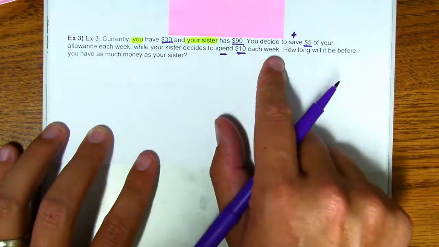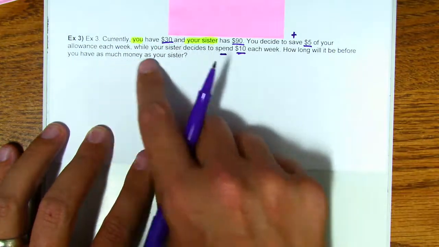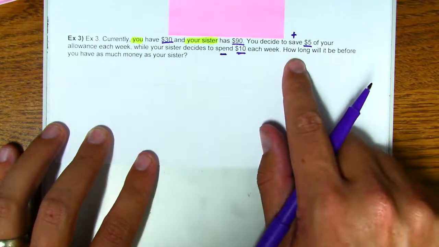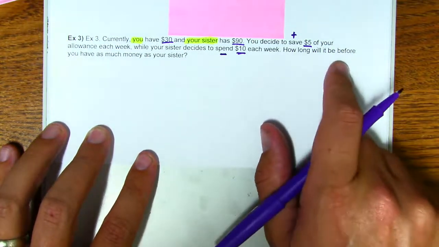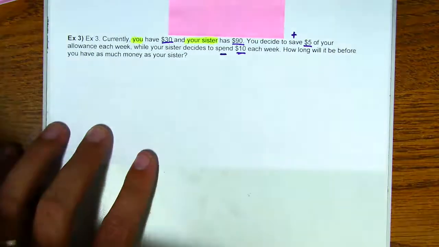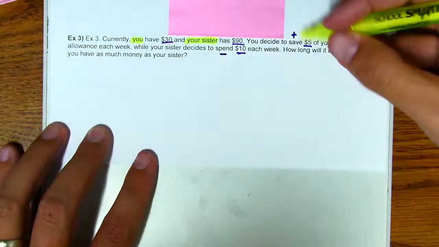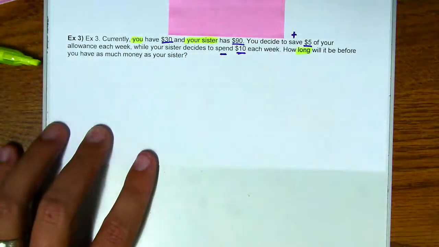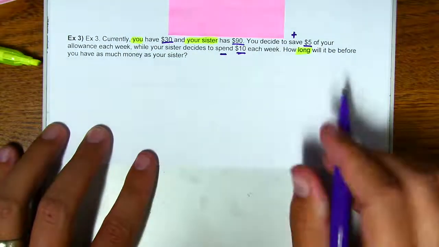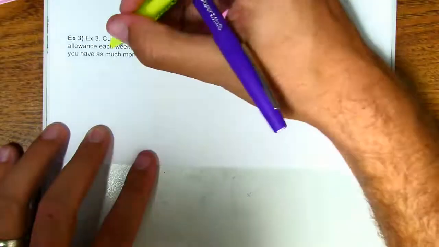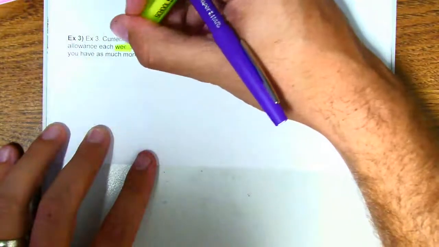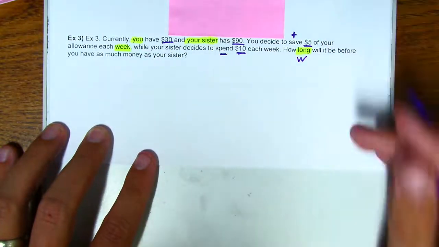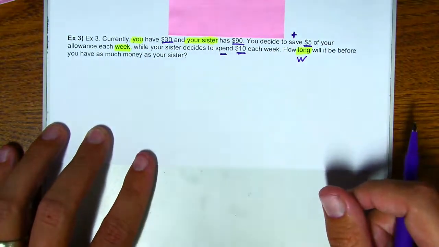So $10 each week. How long will it be before you have as much money as your sister? What they're asking us here is how long it will be. So they're actually not asking for the amount of money, they're asking how long. And how do we measure length of time? Well, they're giving us the keyword week. So our time is going to be weeks. How many weeks go by before you have the same amount of money as your sister?